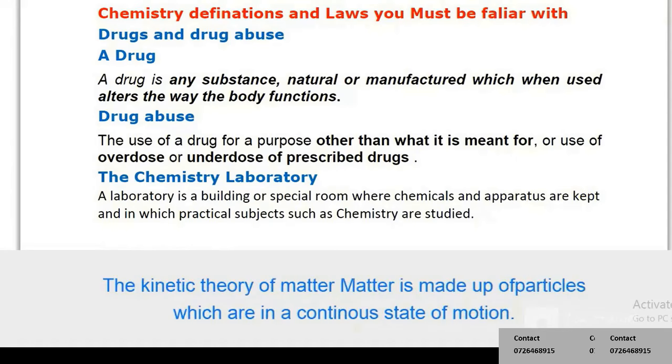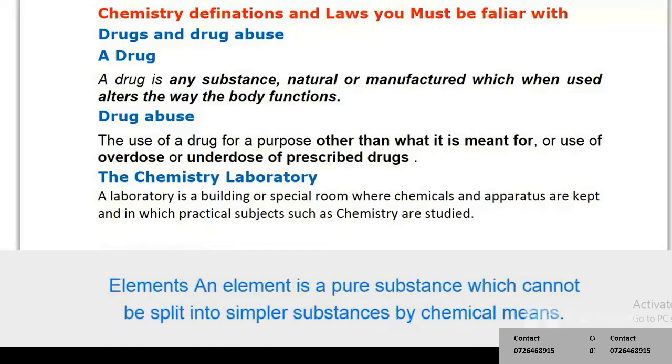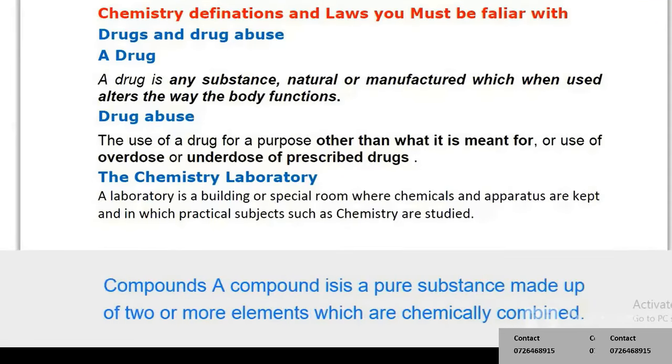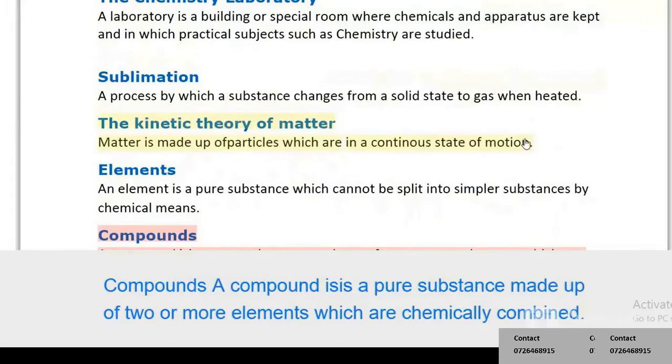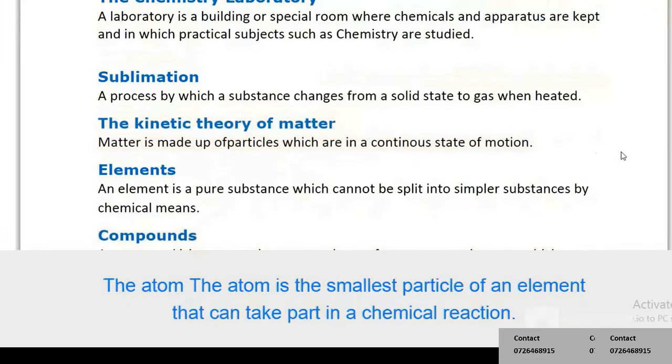State the kinetic theory of matter. The kinetic theory of matter states that matter is made up of particles which are in a continuous state of motion. An element is a pure substance which cannot be split into simpler substances by chemical means. Compounds. A compound is a pure substance made up of two or more elements which are chemically combined.